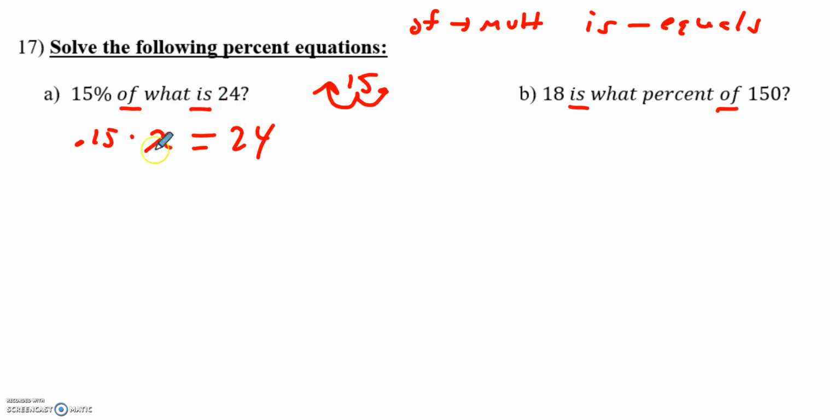And my goal for this is to get x alone. So if I need to remove the 0.15, it's being multiplied. So I divide both sides by 0.15. If I take 24 divided by 0.15, I get 160.